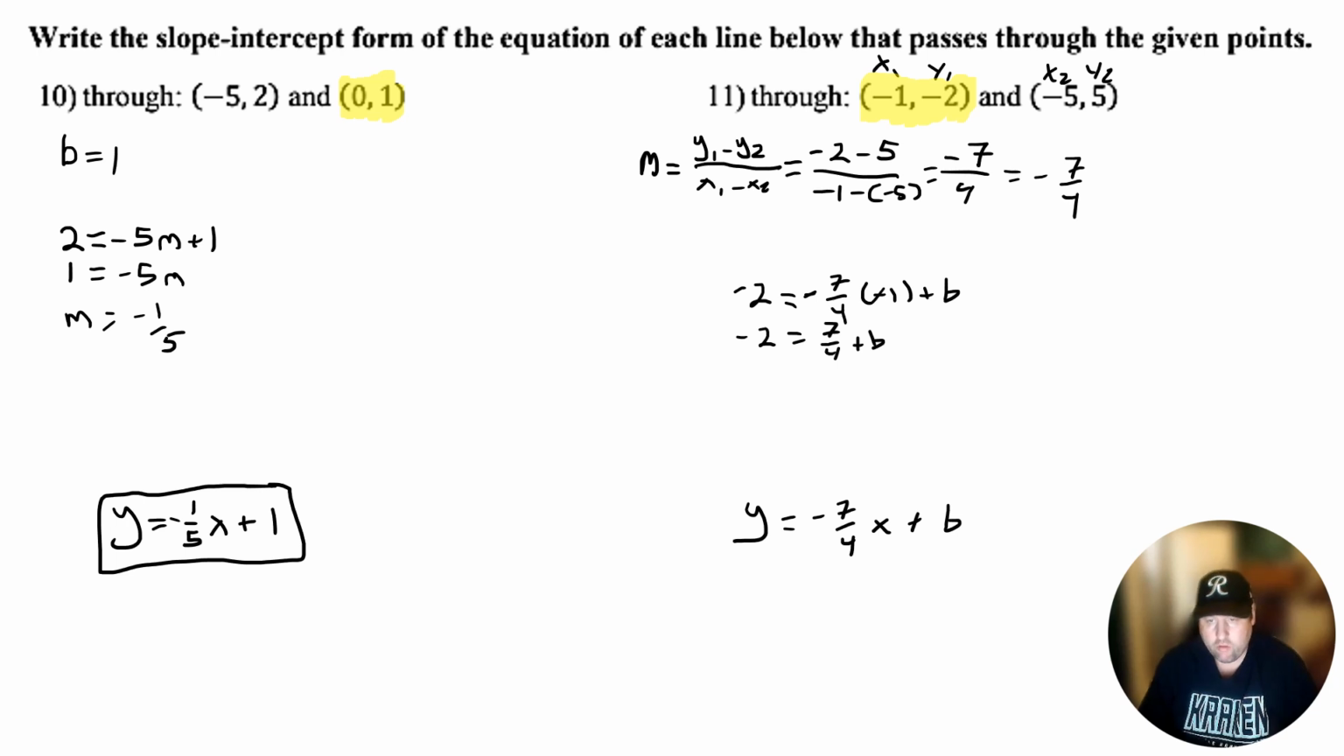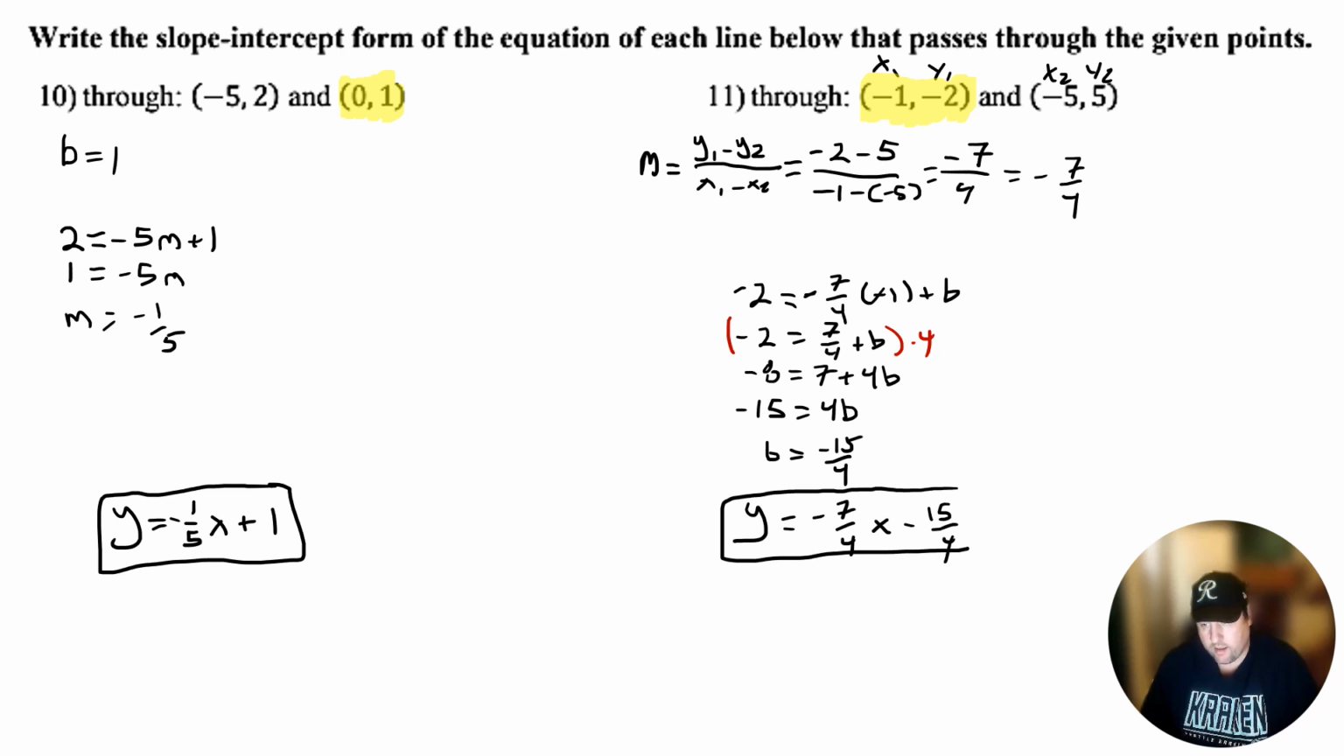Now to get rid of fractions in equations, let's multiply the entire equation by 4. Negative 2 times 4 is negative 8. 7/4 times 4, multiplying and dividing by 4 cancels, gives me 7. And I got b times 4 is 4b. So we're going to subtract the 7 away, which gives me negative 15. And divide by 4, which gives me negative 15 over 4. So replace the b with negative 15 over 4. And that should be the answer to my line.